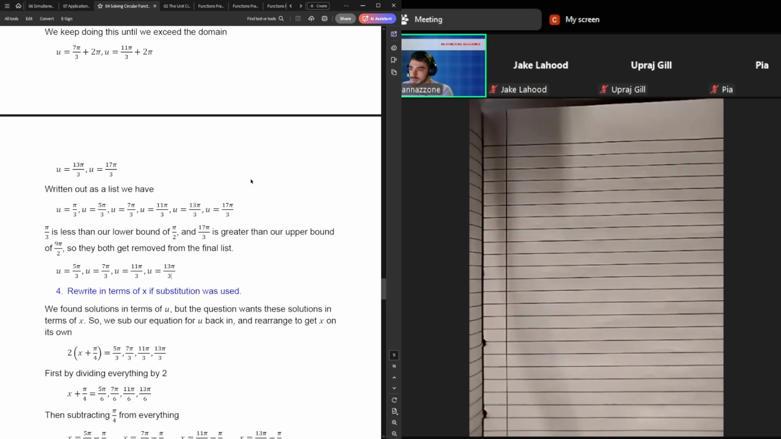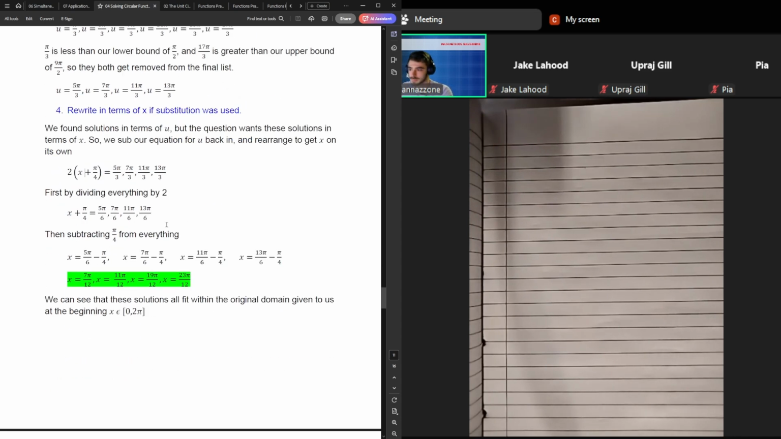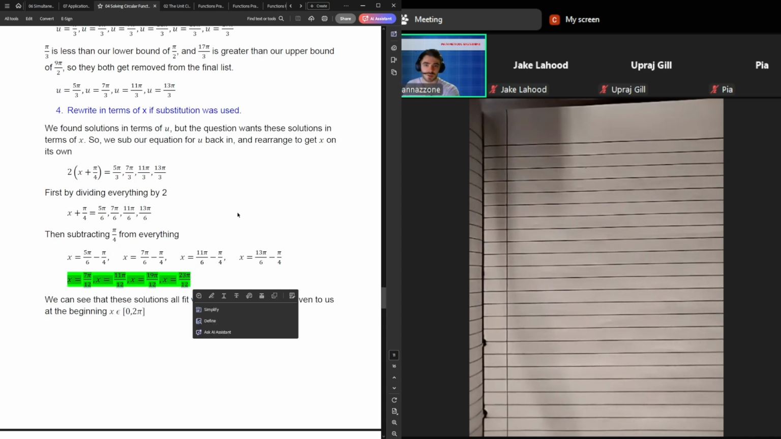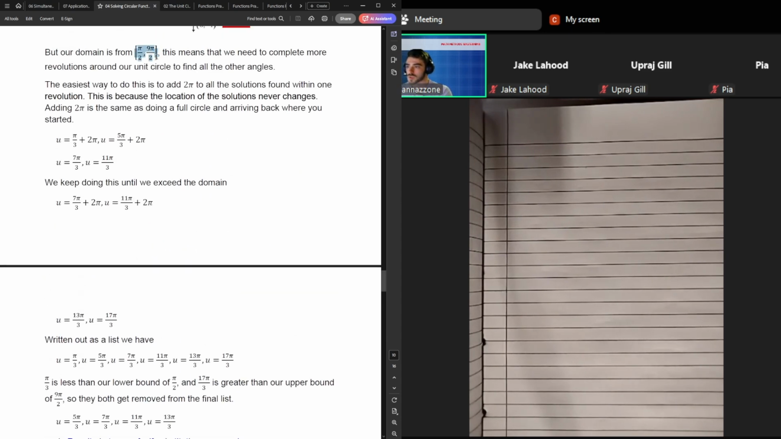But we don't want them purely in terms of u. We're trying to solve for x. So it's at this stage where you put in what the x equivalent actually was, and then rearrange this for x. That means dividing everything by 2, and then subtracting pi/4 from everything. The net result is that all of your x values are between 0 and 2 pi, and there's no longer any guesswork. Do I have to go one forward and one backwards? No, you've already found everything in there because you've done that work ahead of time to rewrite your domain, your effective domain.